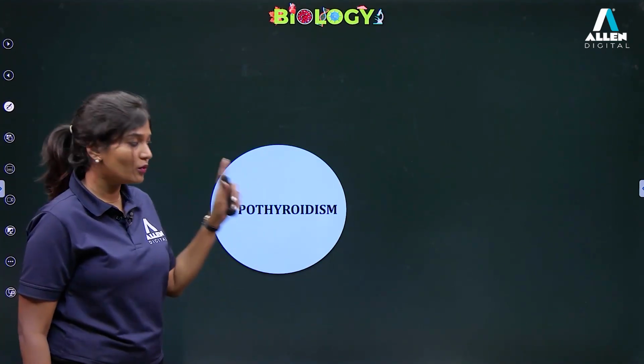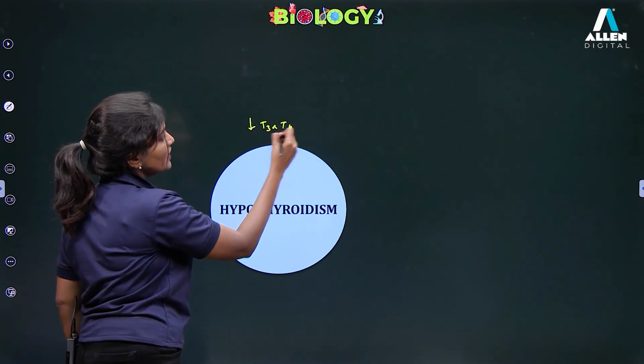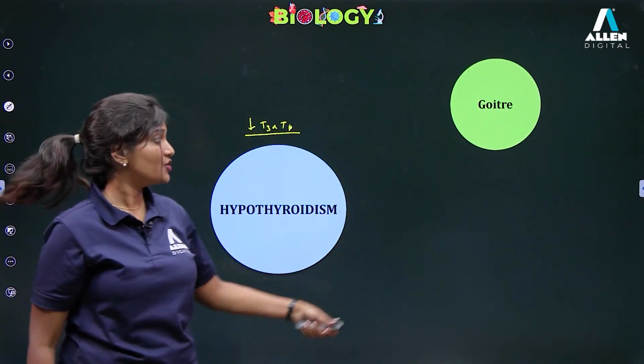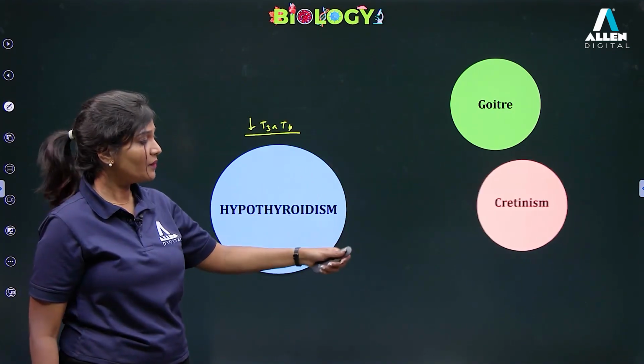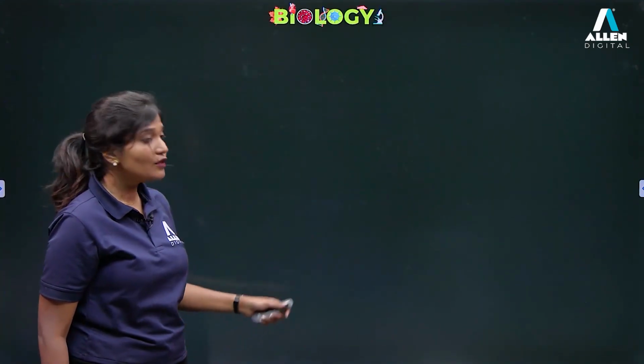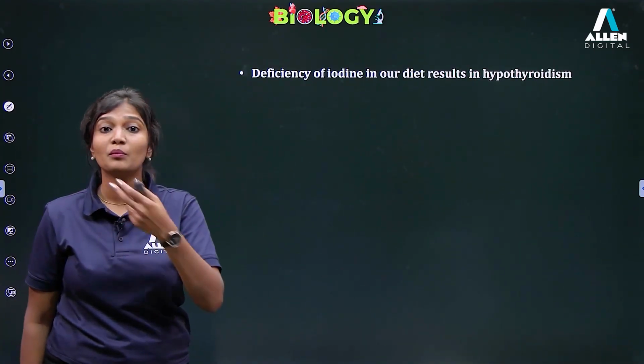So first let's talk about hypothyroidism. You have to remember, if T3 and T4 levels decrease below the normal level, it usually causes some conditions. The first is simple goiter, second is cretinism, the third one is myxedema, and the fourth one is Hashimoto's disease. So first let's talk about what simple goiter is.